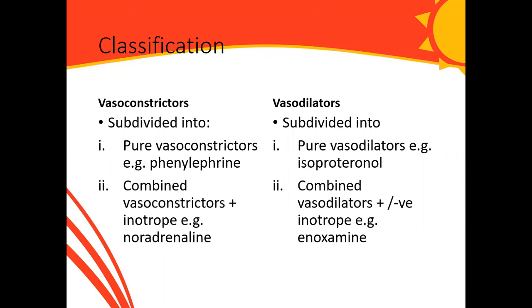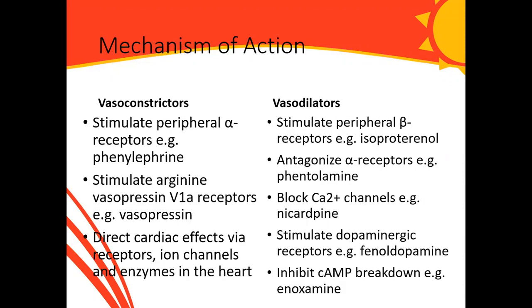In terms of vasodilators, we have pure vasodilators, whose primary duty is to reduce systemic vascular resistance, and we have those that have both vasodilatory and inotropic properties, like the enoxaparin and all that. So how do these agents work? Vasoconstrictors stimulate peripheral alpha-adrenergic receptors. An example is phenylephrine, which is a pure alpha agonist stimulating the alpha-adrenergic receptors. We have those that stimulate vasopressin V1 receptors, like vasopressin. And we have those that have a direct cardiac effect via receptors or ion channels and enzymes in the heart.